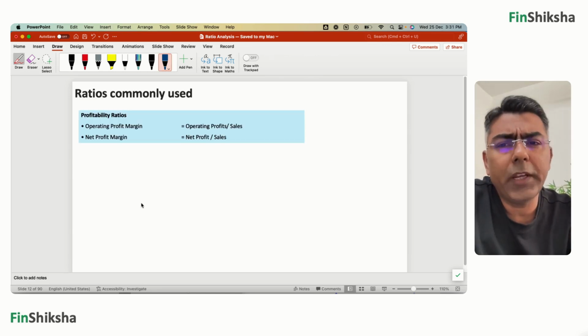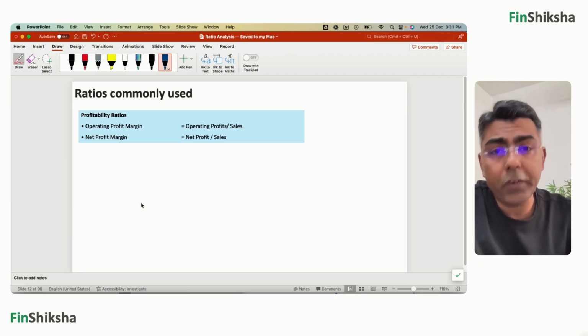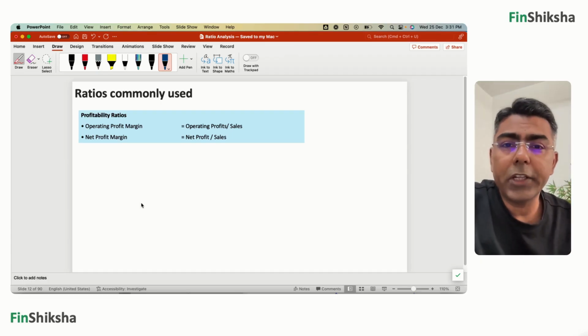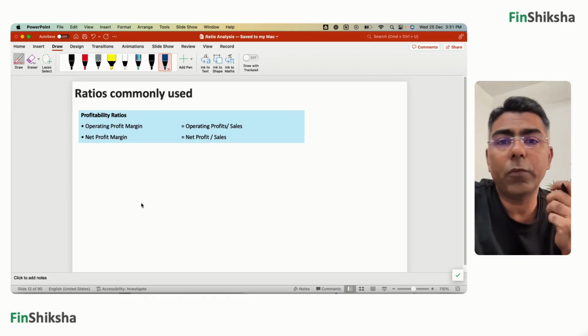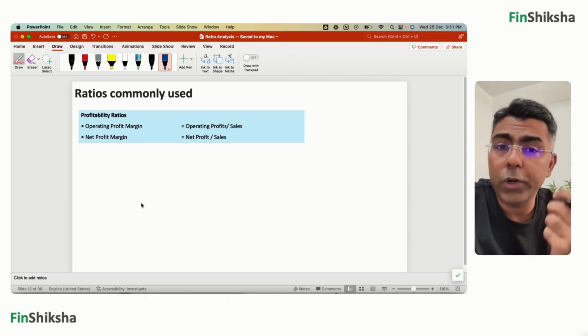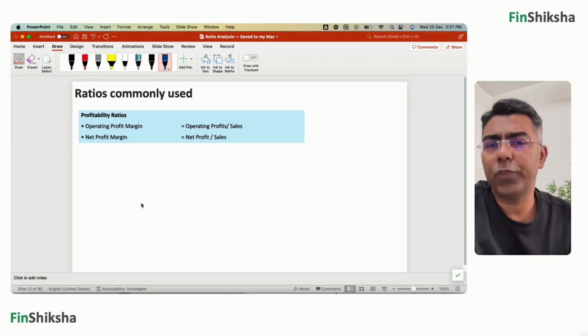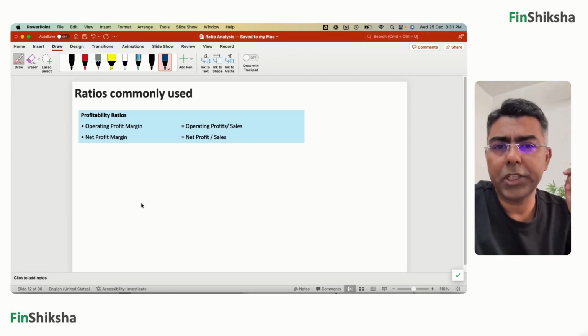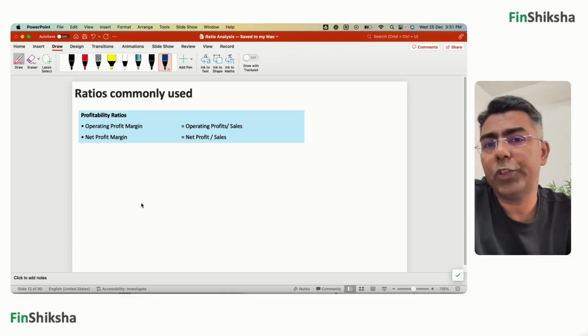Right. So some of the commonly used ratios, we'll segregate them into various categories like profitability ratios. Profitability ratios will tell us how profitable a business is. For every 100 rupees of sales, what is the operating profit that you've generated or what is the net profit you've generated, right? So you can use operating profit margin, net profit margin, EBITDA margin, EBIT margin. All of these are typically a part of the profitability ratios.